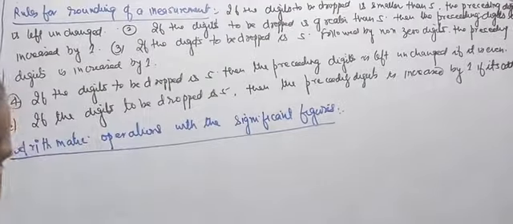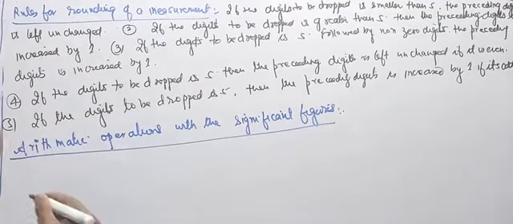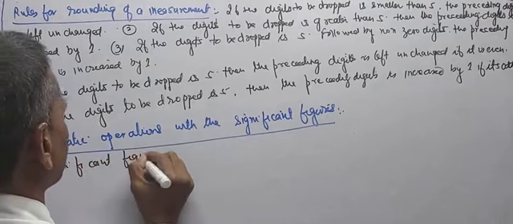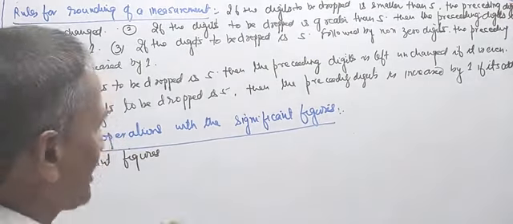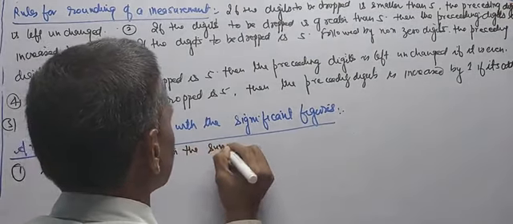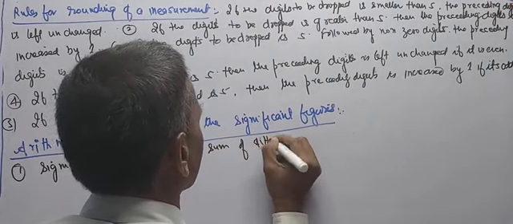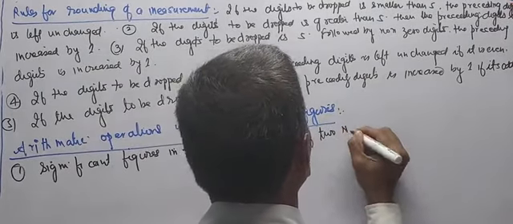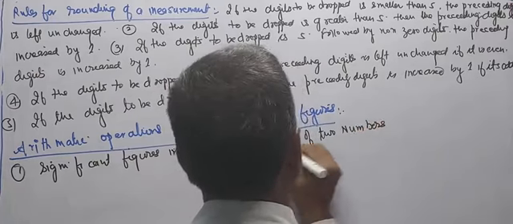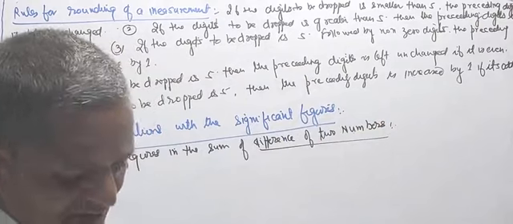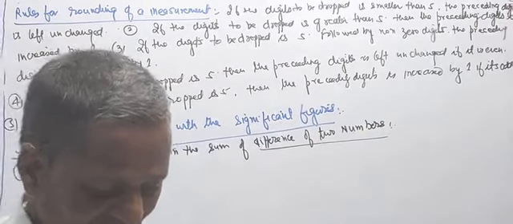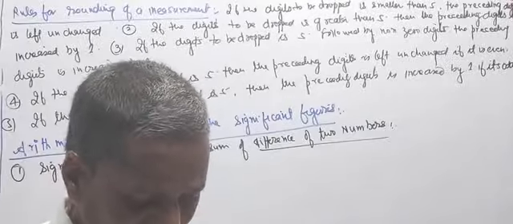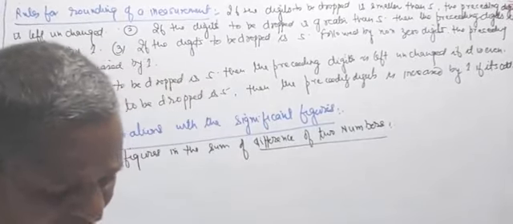Significant figures in the sum or difference of two numbers. In addition or subtraction, the final result should be reported to the same number of decimal places as that of the original number with the minimum number of decimal places.